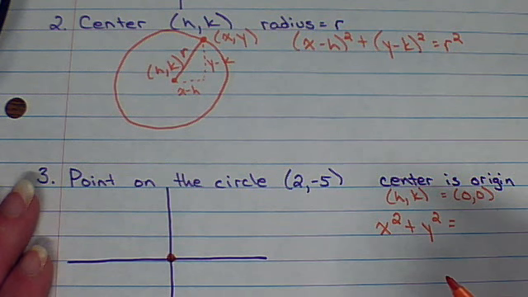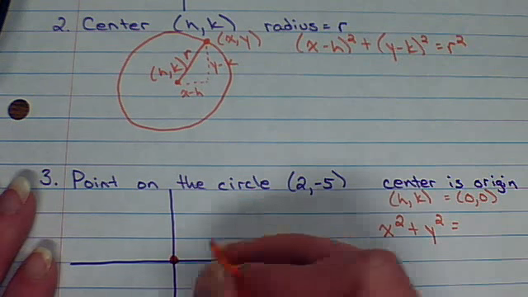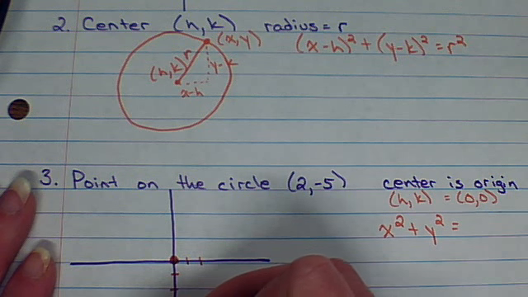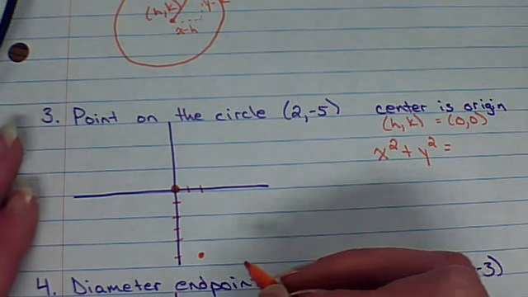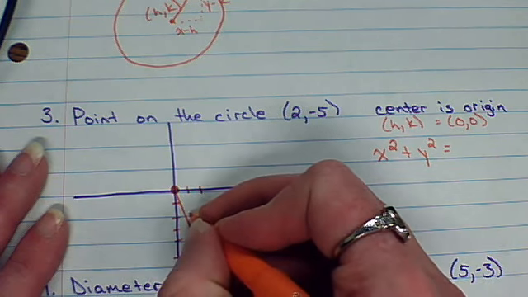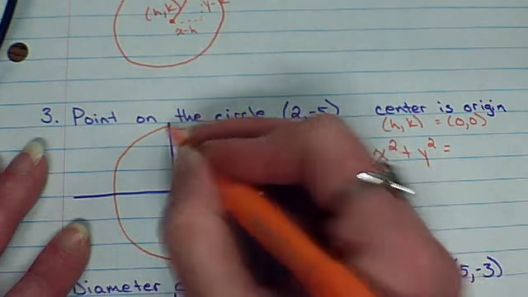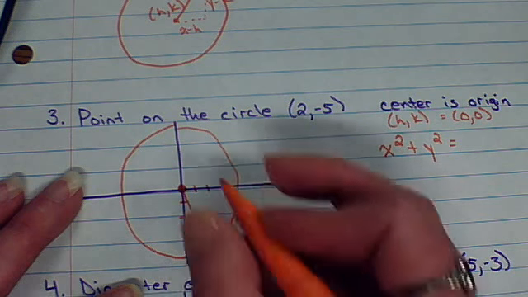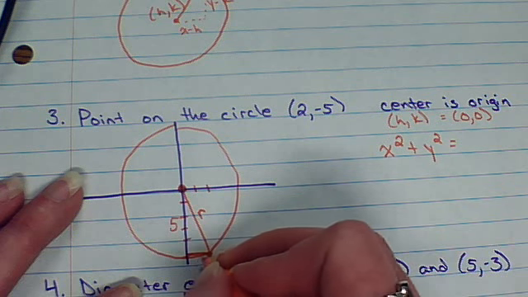So let's go back over here. We have a point on the circle, (2, negative 5). 1, 2, 3, 4, 5. There we go. There's the point (2, negative 5). Now I know that's on the circle. Here's that radius. So the circle's pretty big here. I don't know how long that radius is, but I can use good old Pythagoras to figure it out. This was 5 steps down, 2 steps over.